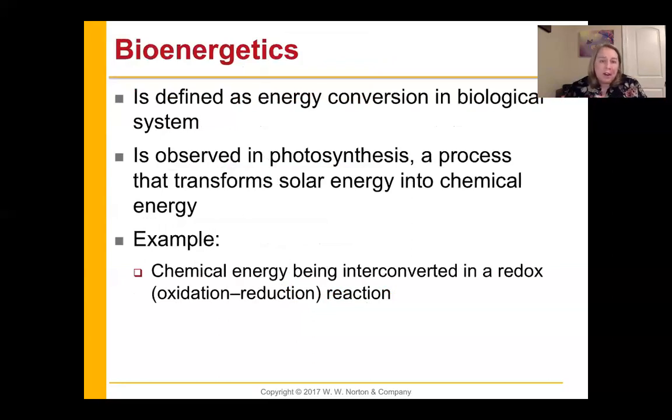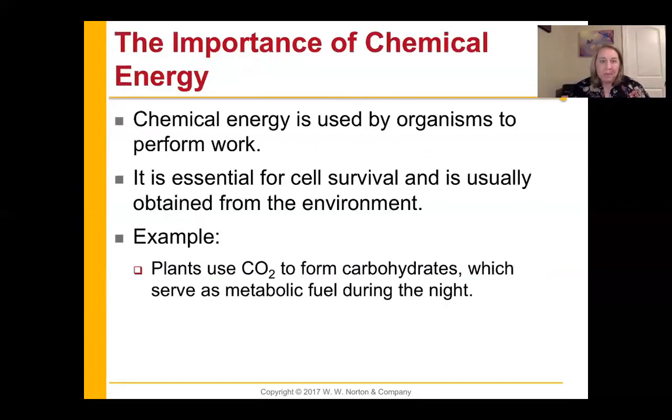Okay, so bioenergetics is defined as energy conversion in a biological system. Like I said, we see it in photosynthesis, where we transform solar energy into chemical energy. But we also see it when we do our interconversions in a redox reaction. Redox is shorthand for oxidation reduction, which y'all should already know. So why is chemical energy important? Well, chemical energy is what organisms use to do things. And I'm not just talking about walking around, but I'm talking about inside the cell. It has to do all kinds of different functions, and so it uses chemical energy to do that. So it's essential for cell survival.